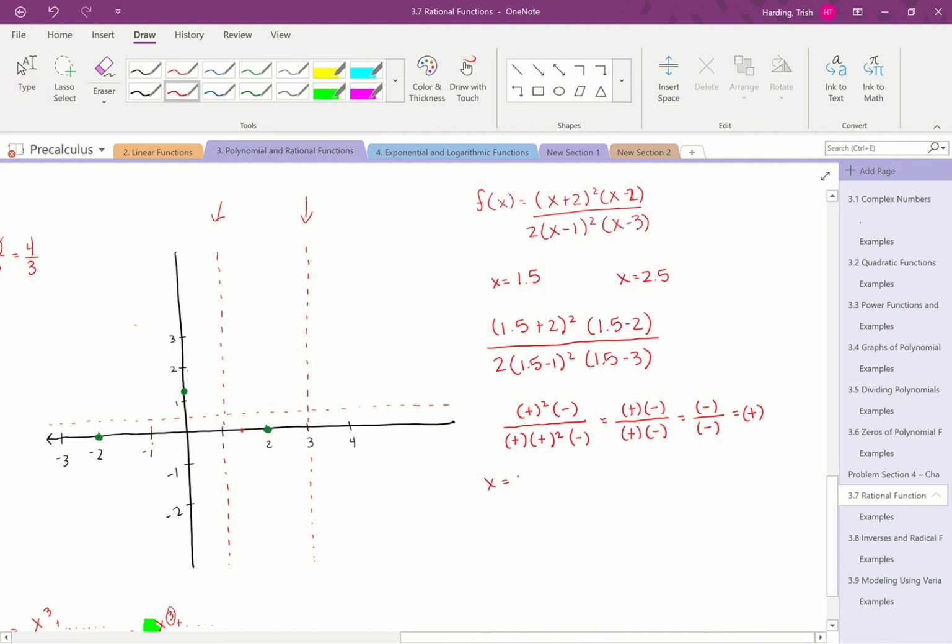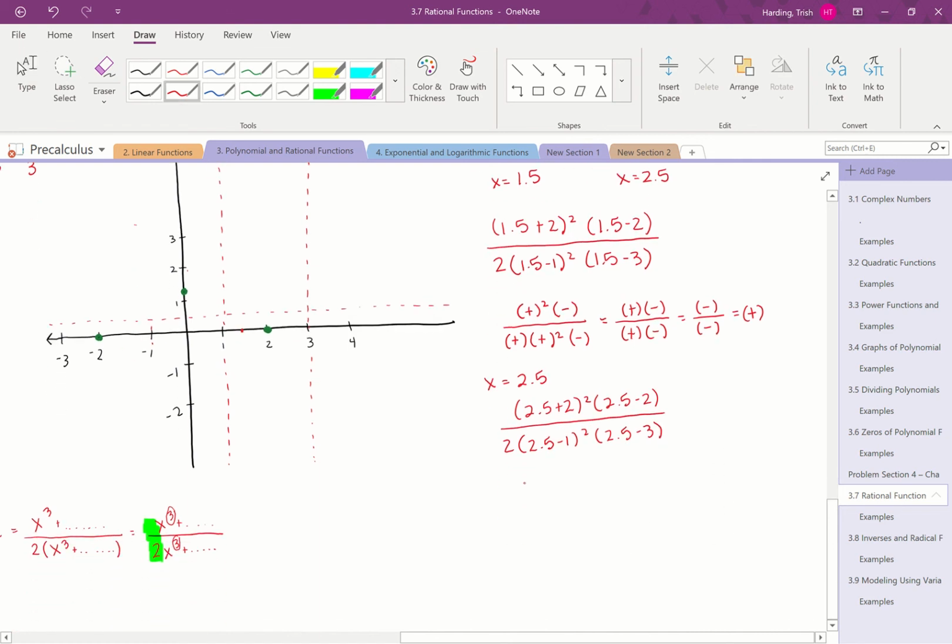So now let's analyze x equals 2.5. So 2.5 plus 2 squared, 2.5 minus 2, divided by 2 times 2.5 minus 1 squared, and 2.5 minus 3. So now we can analyze the signs on this one. So 2.5 plus 2 is positive. Positive number is squared. 2.5 minus 2 is still going to be positive. You have the positive 2. 2.5 minus 1 is still positive. 2.5 minus 3. Now that one is negative.